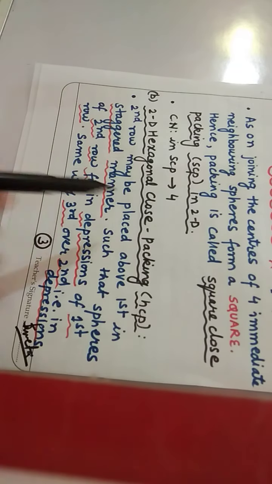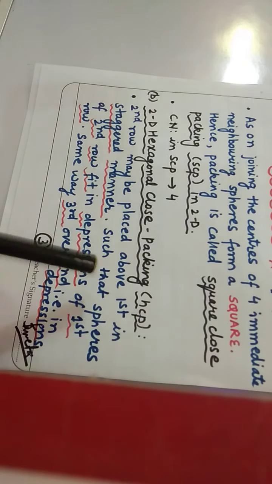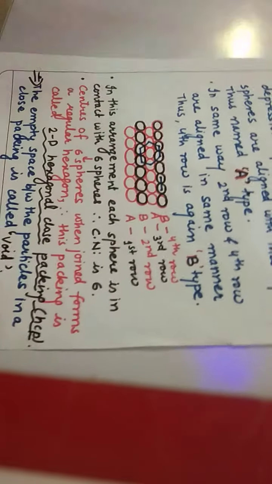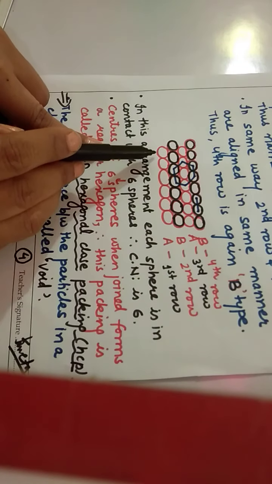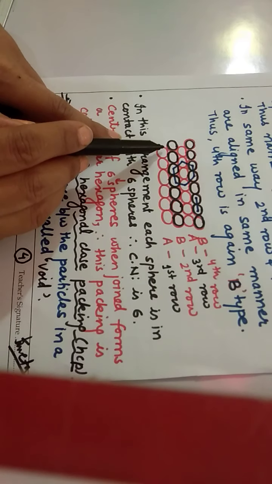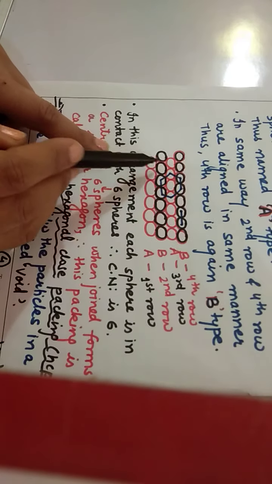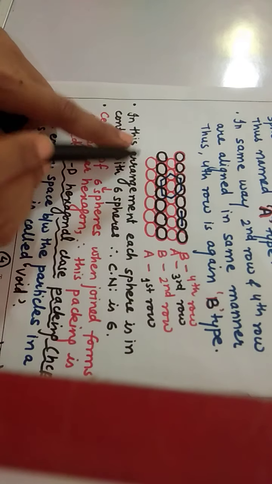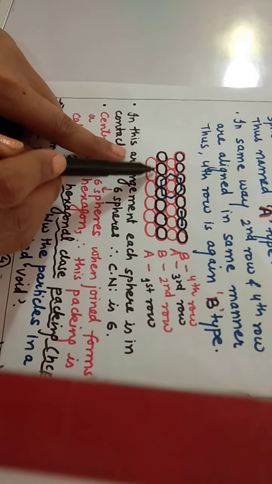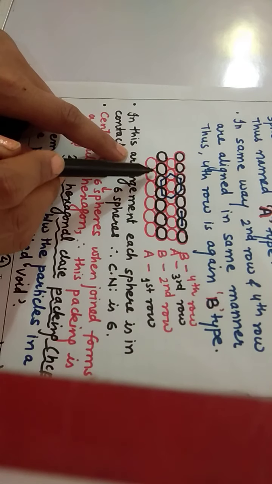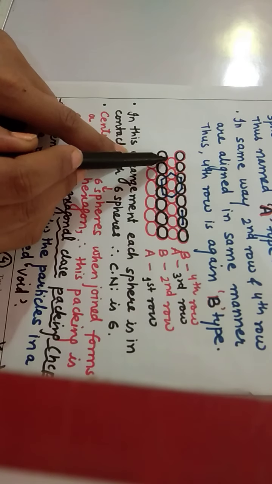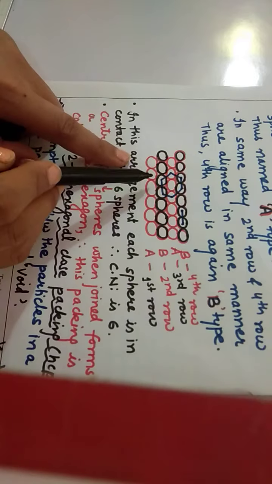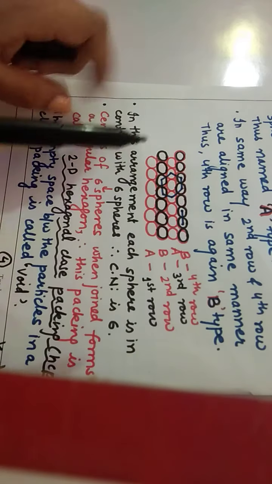Next one is 2D hexagonal close packing, HCP, two-dimensional hexagonal close packing. Now, in this, we'll come to the figure first. This is the first row A. And the second row is placed over the depressions of the first row. Wherever there was empty space, the depression of the first row, over that the particles are being arranged.